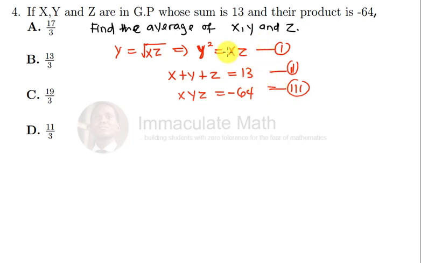If I substitute xz from equation 1 into equation 3, what am I going to have? I have xz equal to y squared. So from equation 3, x multiplied by z is replaced by y squared. That means I'm going to have y squared multiplied by another y equal to minus 64, so y cubed equals minus 64.